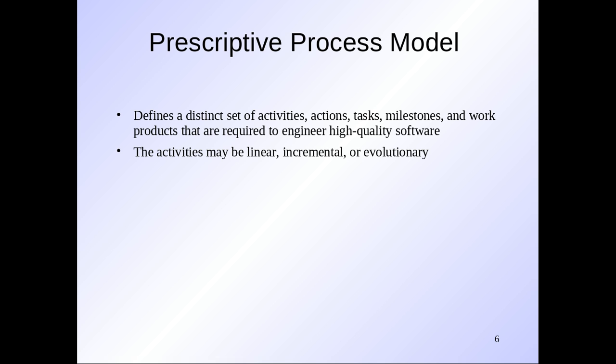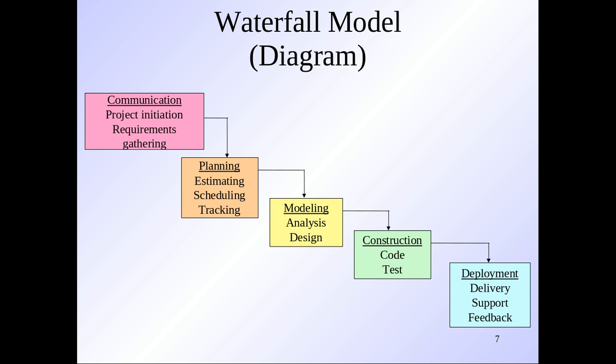Now in prescriptive models, there are four types of models. First is the waterfall model, which we call linear. Second is incremental. Third is evolutionary, and last is the specialized process model. We will discuss them one by one, sequentially. So first is the waterfall model.